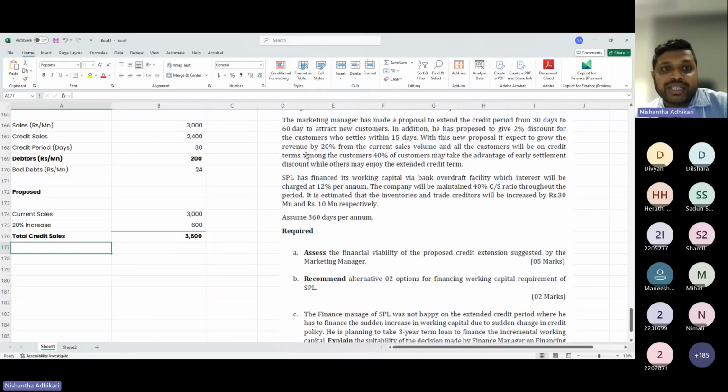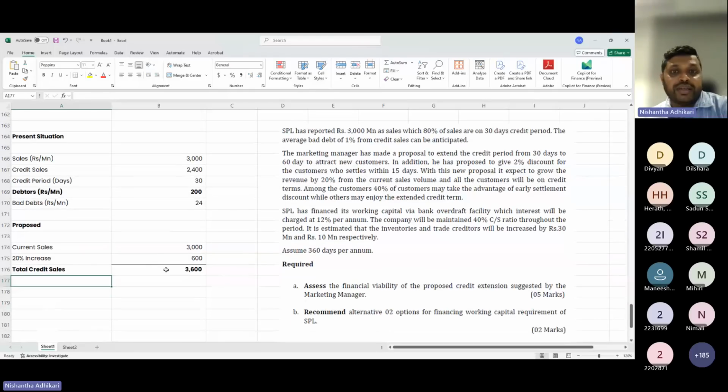Now, what will they do? If they are giving credit and giving a discount, will anyone sell on a cash basis? No. Everyone will take the credit. You can read it carefully. With this new proposal, it expects to grow revenue by 20% from the current sales volume, and all the customers will be on credit terms. Then all the sales will become credit. There's no cash sale.